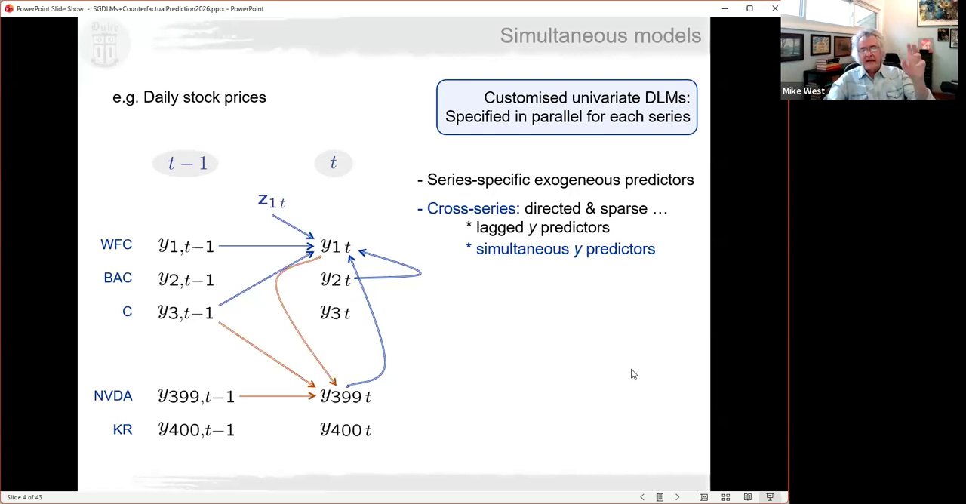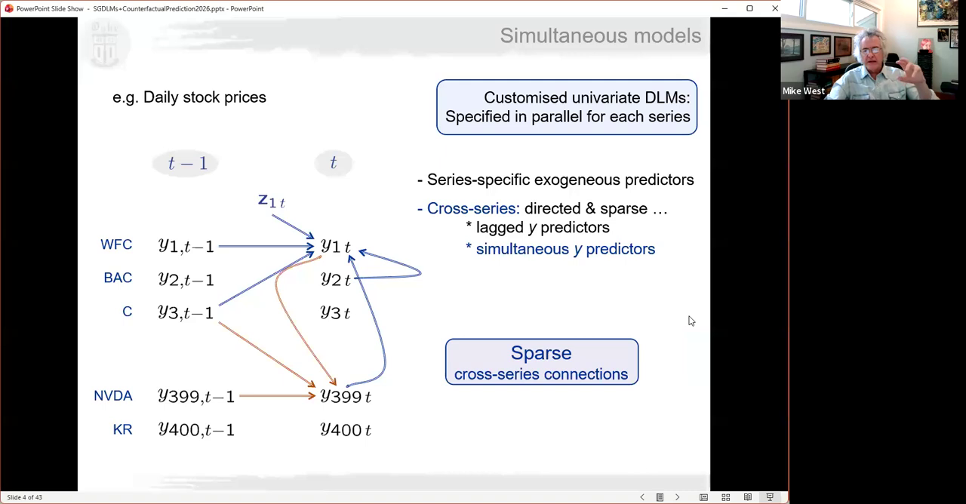And so we have univariate models, and they'll be conditionally linear Gaussian models, each of which have their own independent variables, exogenous predictors, maybe some lags of other variables, and possibly some simultaneous connections as well. And there can be loops in these graphs. For example, Wells Fargo is a predictor of NVIDIA simultaneously and vice versa, because they're going to be dependent as stock market predictors.